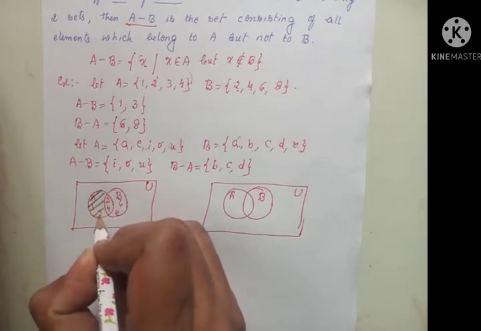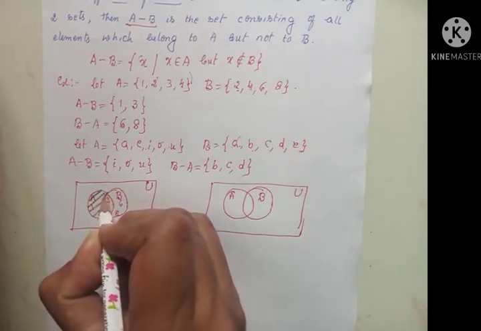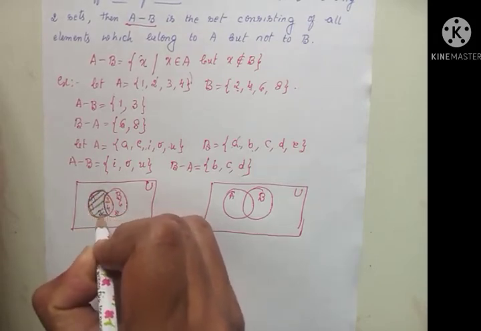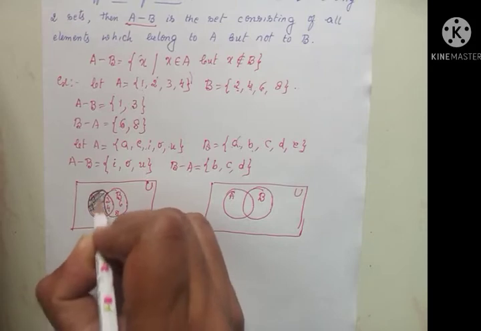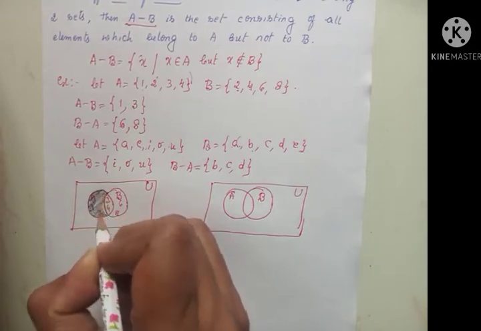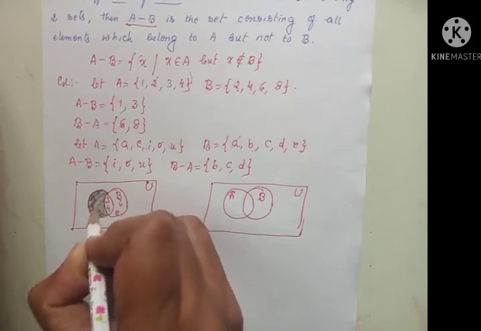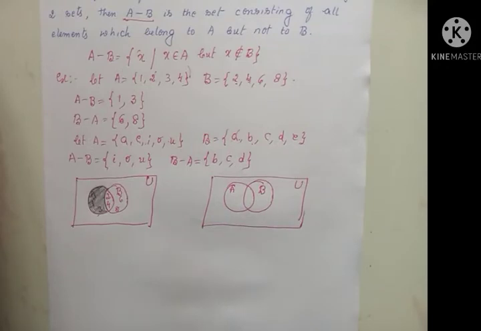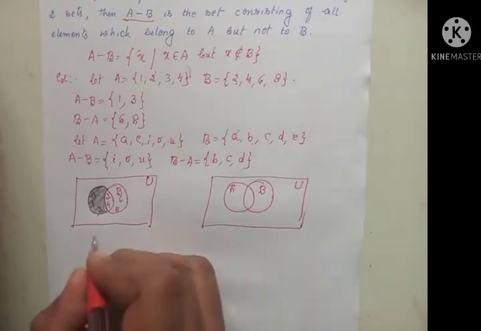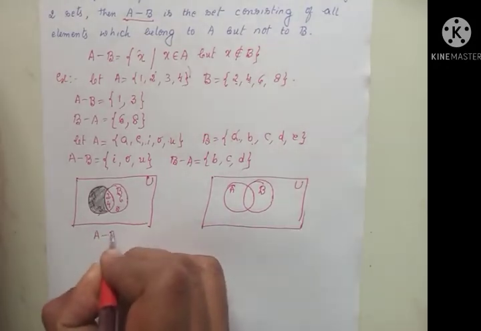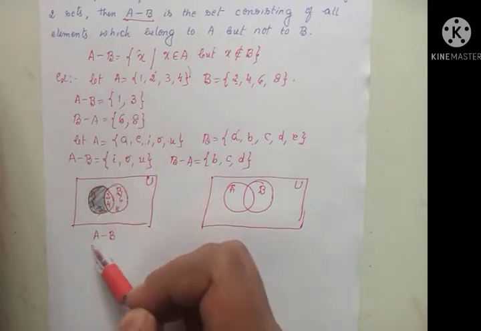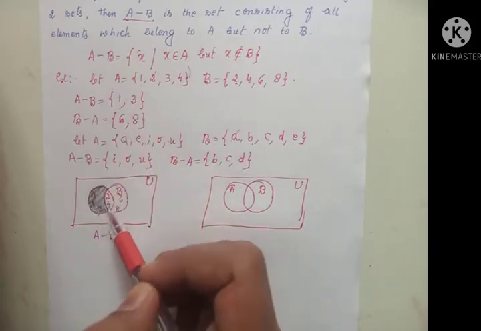Okay, you have to shade only this part like this. This is the Venn diagram of A minus B. So I have taken this example because that will be clear to you why only this portion.